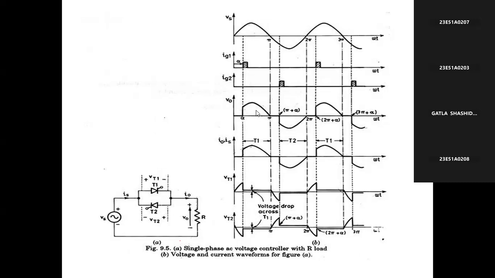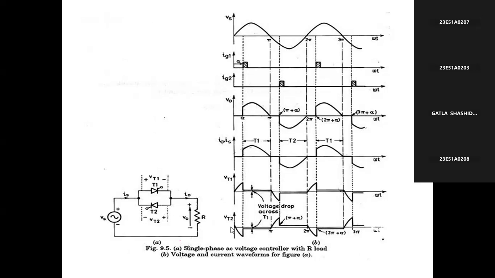Input is AC. Here see output is also AC, positive and negative. But when firing is given, then only you'll get the output voltage. In positive cycle at alpha, I am giving; negative cycle pi plus alpha. Again, positive cycle 2 pi plus alpha, 3 pi plus alpha, 4 pi plus alpha, 5 pi plus alpha. Like this, we'll get the output voltage. Current is also rising exactly at alpha, because it is the resistive load.